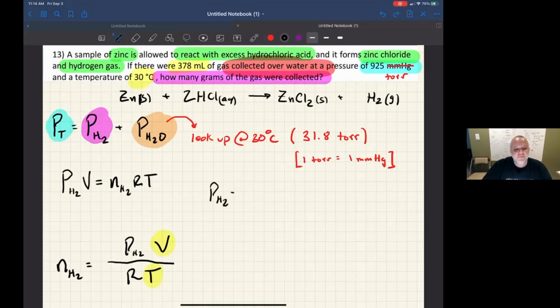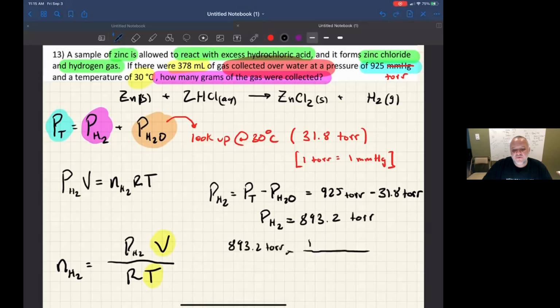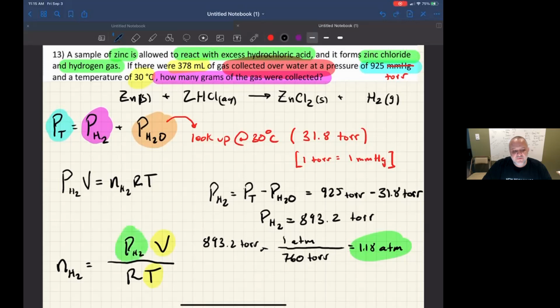So how do we do that? The partial pressure of hydrogen is equal to the total pressure minus the vapor pressure of water. So in torr, it's 925 minus 31.8. And so we get the partial pressure of hydrogen is 893.2 torr. Now, of course, it needs to be in atmospheres, so I can use the gas law constant that I'm familiar with. And so dividing by 760, I get 1.18 atmospheres. Phew, a lot of work. So I've got my partial pressure of hydrogen.